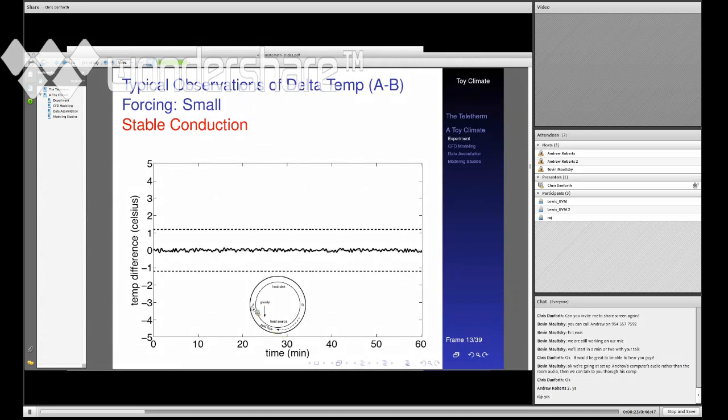So one of the variables that we measure in the device is the difference in temperature between points A and B. And as I was saying before, if you have a small enough temperature difference between the bottom half and the top half of the loop, then the fluid conducts. It doesn't rotate, and the temperature difference between points A and B is effectively zero. It kind of bounces around zero. And this is real data that I took from this device that I built as an undergrad. And we call this stable conduction.